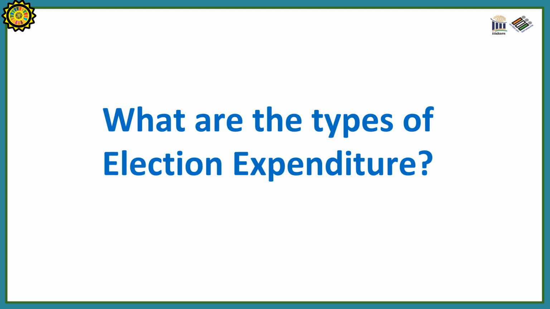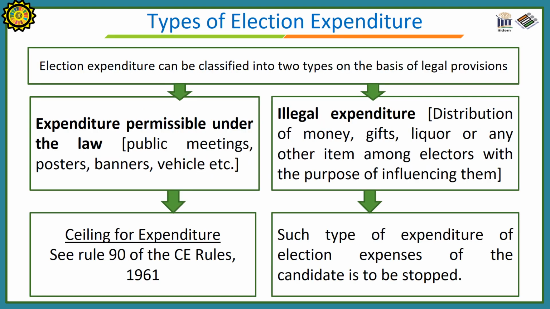What are the types of election expenditure? Basically, there are two types of election expenditure. The first one, which are permissible under the law, that is, public meeting, poster, banners, vehicles, etc. And this should be within the limit as prescribed under the Rule 90 of Conduction of Election Rules 1961. The other one is illegal expenditure, like distribution of money, liquor, gifts, or any freebies to the electors or influencing them. Such type of expenditure of election expenses of the candidate is to be stopped.